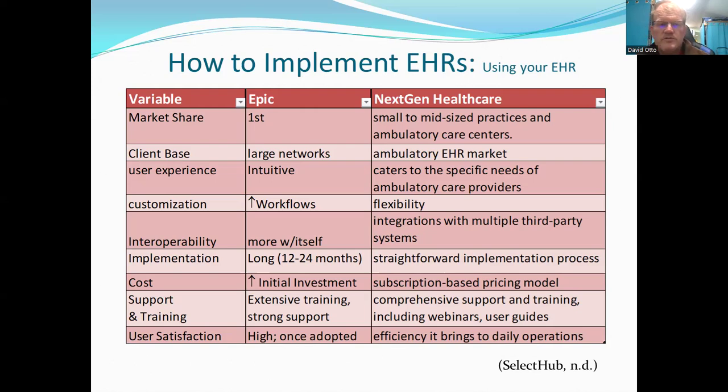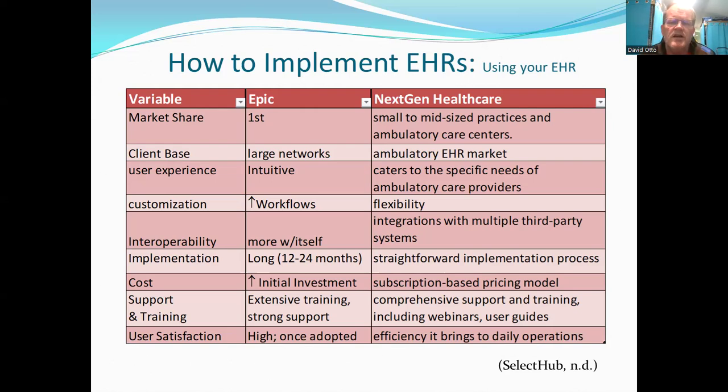User experience with Epic is intuitive, whereas the other one caters to the specific needs of the ambulatory market. Higher workflows versus flexibility. More interoperable with themselves versus integrations with multiple third-party systems. Implementation is a long process with Epic. It can take a year up to 2 years to get it fully integrated because it is such an amazing, all-encompassing software. And something to note about that is it's very customizable. So when I worked at Baptist, it was very different than when I worked with the same software at UF Health, and they were both cardiology units, just different hospitals, different implementation of the same Epic software.